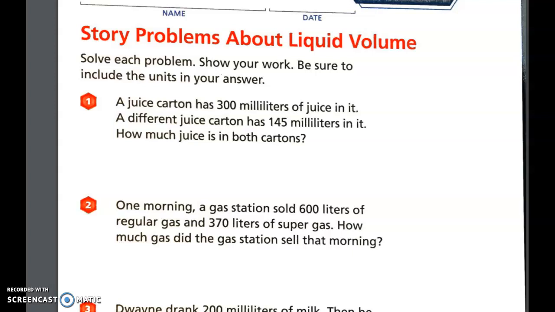Story problems about liquid volume. Solve each problem, show your work. Be sure to include the units in your answer.